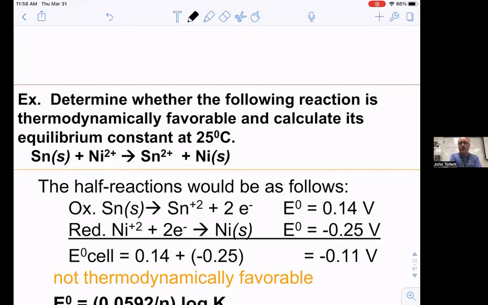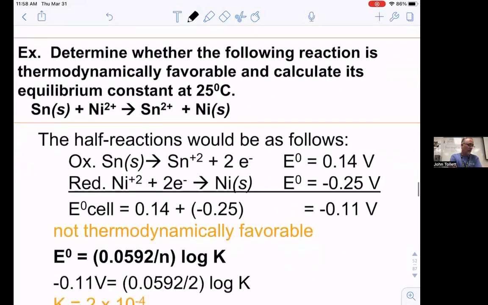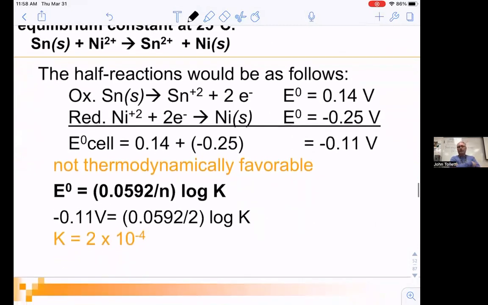If I wanted to calculate its equilibrium constant, I would take that cell potential and plug into 0.0592 over n log K and solve. The number of electrons that are transferred in this particular case was 2. So I would plug that in for the n value. And then I could solve for K by raising 10 to the power of whatever that constant number is on the left-hand side of the equation.